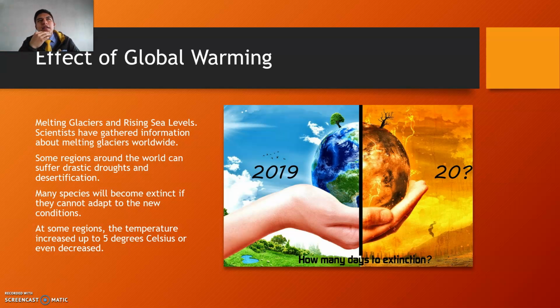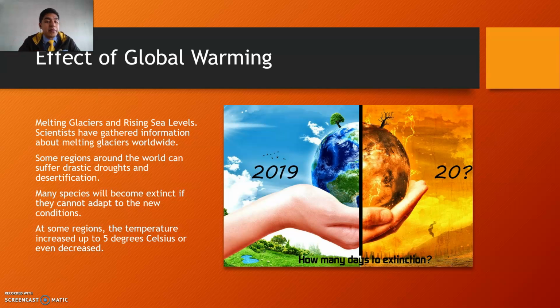Let me check. I guess it's on the south sections of the United States or on the west section of the United States. People are having problems already because the temperatures have drastically increased. And they have generated that not enough precipitation is generated. And of course, desertification is starting to be present. Many species will become extinct if they cannot adapt to the new conditions.